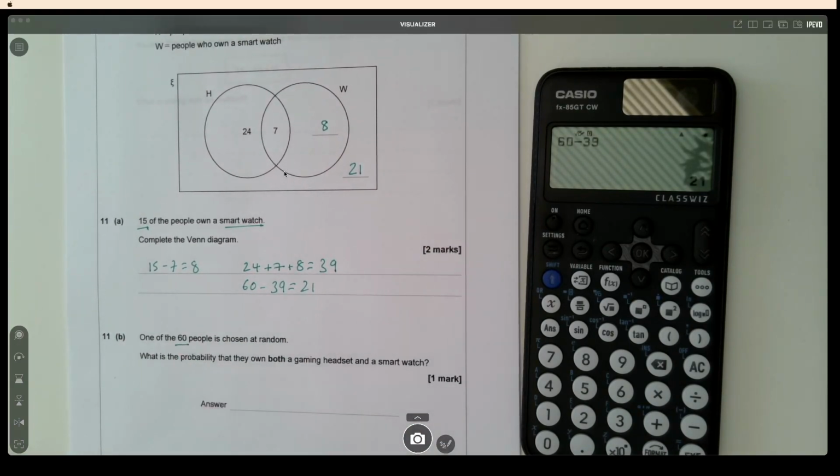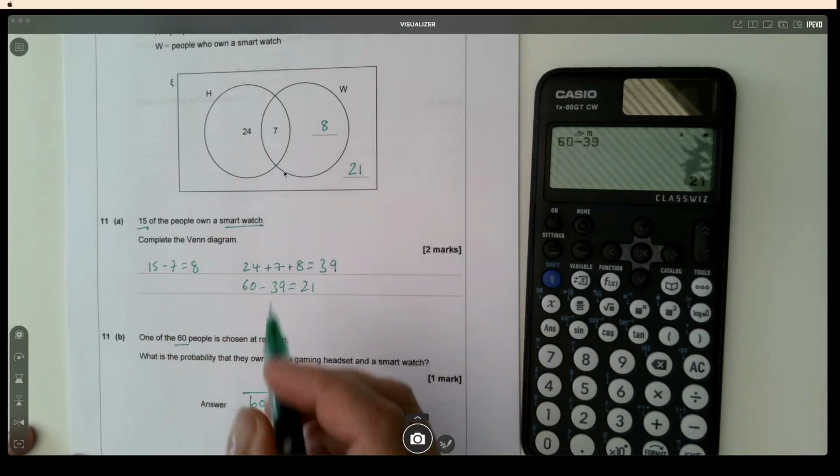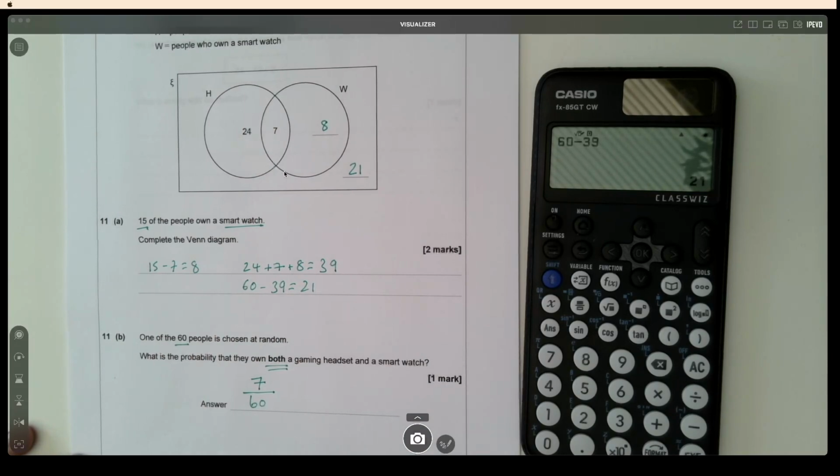One of the 60 people is chosen at random. What is the probability that they both own both a gaming headset and a smartwatch? So we've got 60 people in total, so we're going to have 60 on the bottom of our fraction, and then we want those that own a gaming headset and a smartwatch, so that's this intersection in the middle, so we're going to put 7 on top, so it's 7 out of 60.